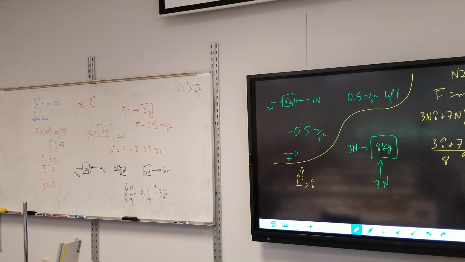And so my acceleration is, well, I'm dividing each of these by 8, not just one of them. So 3 divided by 8, you can leave as a fraction if you want, or do the decimal. I hat plus 7/8 J hat.